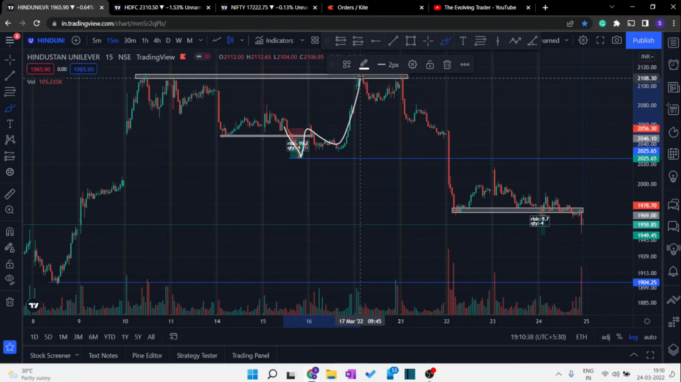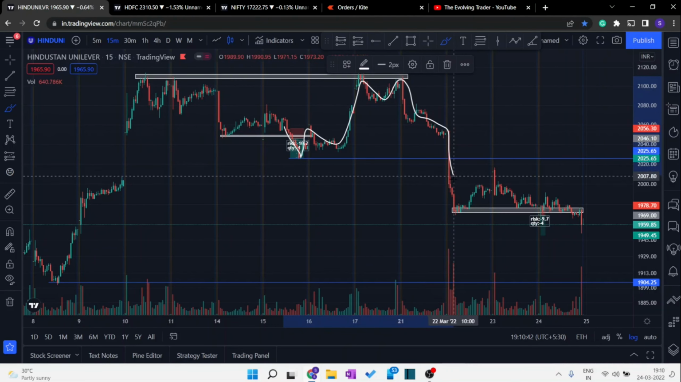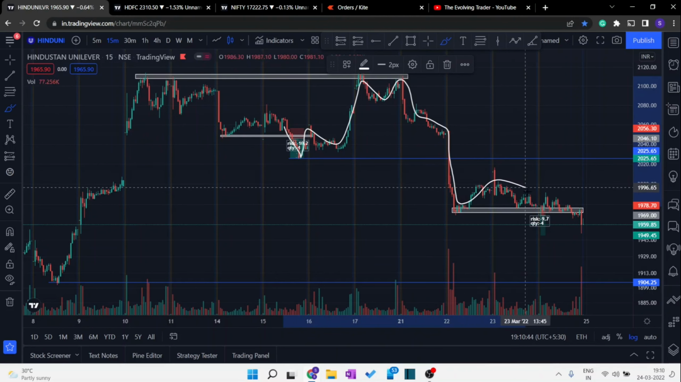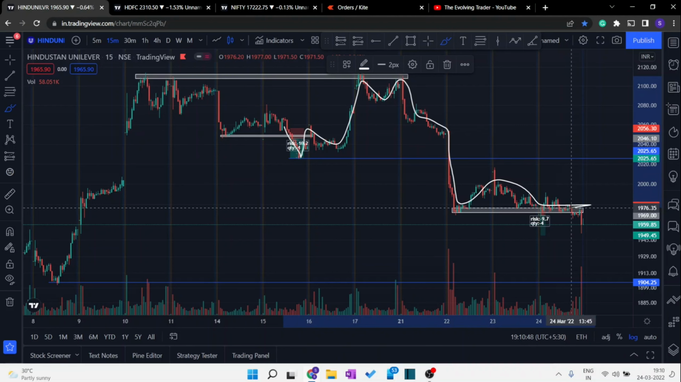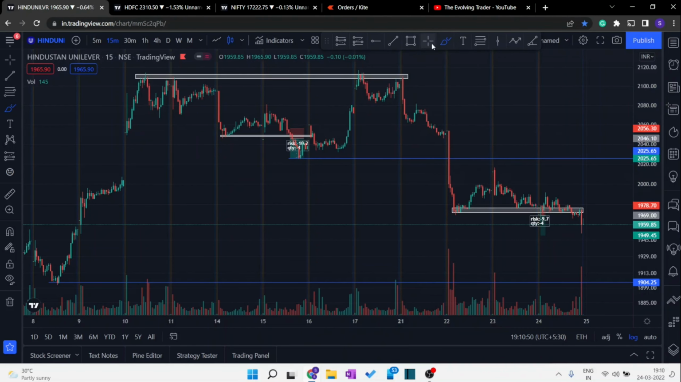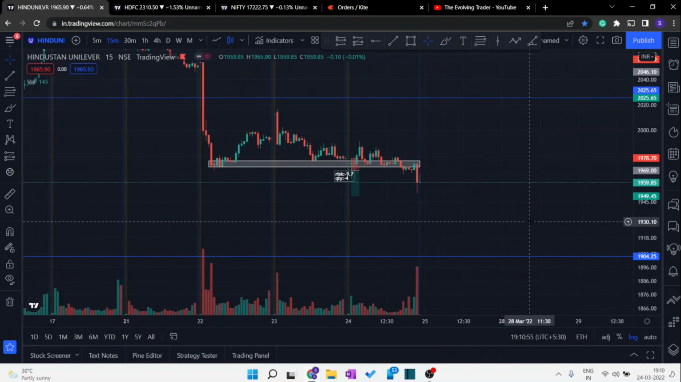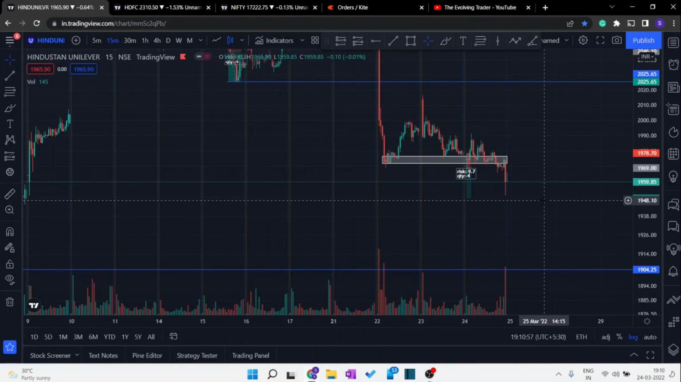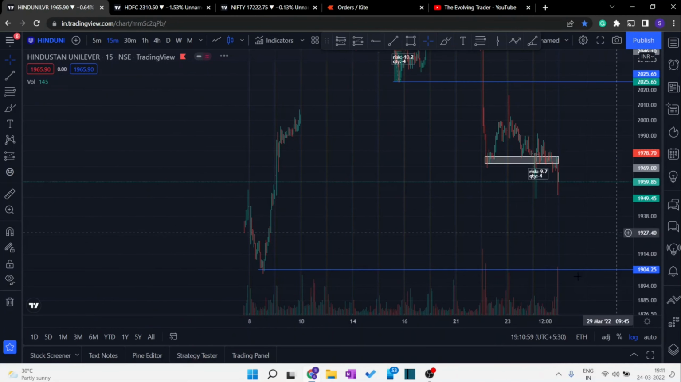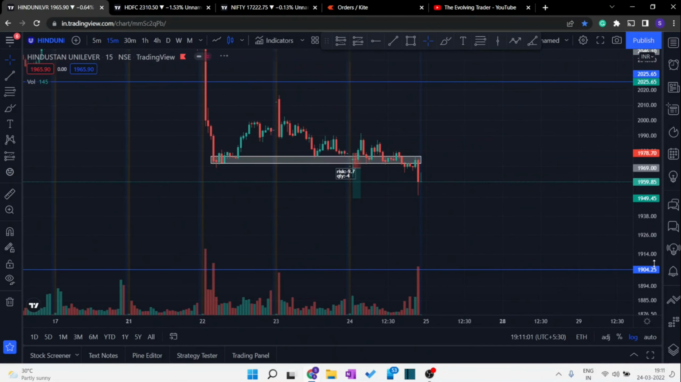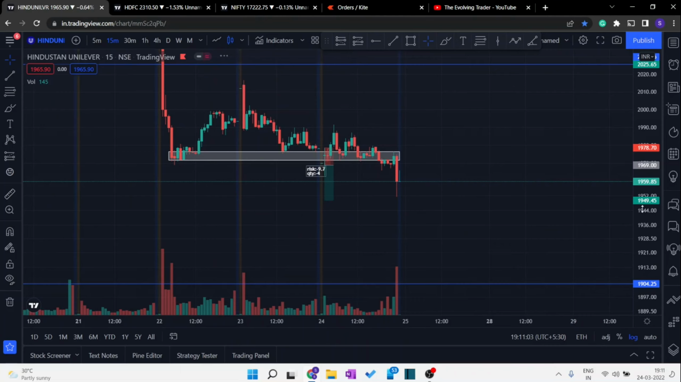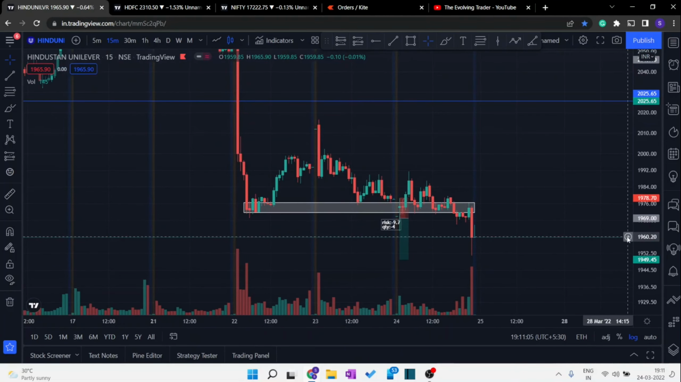It again went up, formed an M pattern, was a good sharp fall with great volume, consolidated here above these levels, and it was 3 times tested. I don't trade except 3 times tested levels, and there was sufficient space for the stock to move. So I thought if the markets are going bearish, I will take Hindustan Unilever.